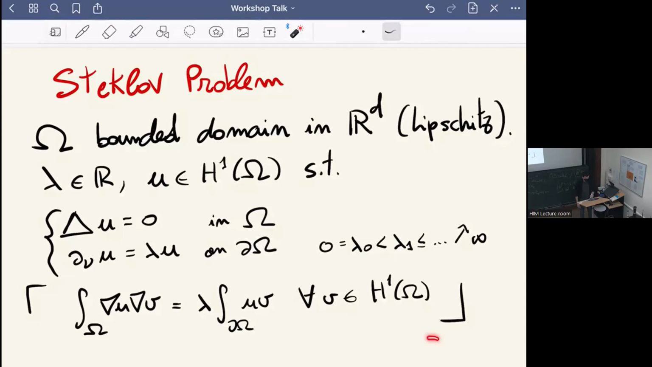As an aside, under only Lipschitz regularity, you should maybe consider it as a weak problem: the integral over omega of gradient u times gradient v is equal to lambda times the integral over the boundary of uv, for every v in H1 of omega. But it's not too important for the purpose of this talk. Another basic thing is that the eigenfunctions will be orthogonal on the boundary of the domain with respect to the L2 inner product.